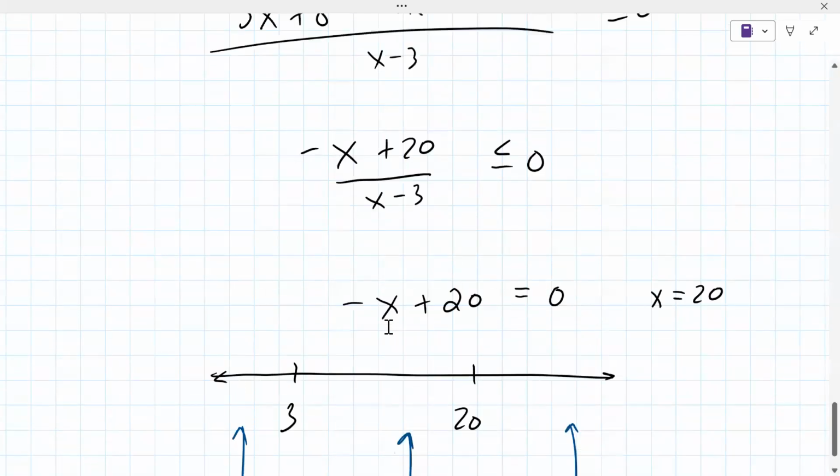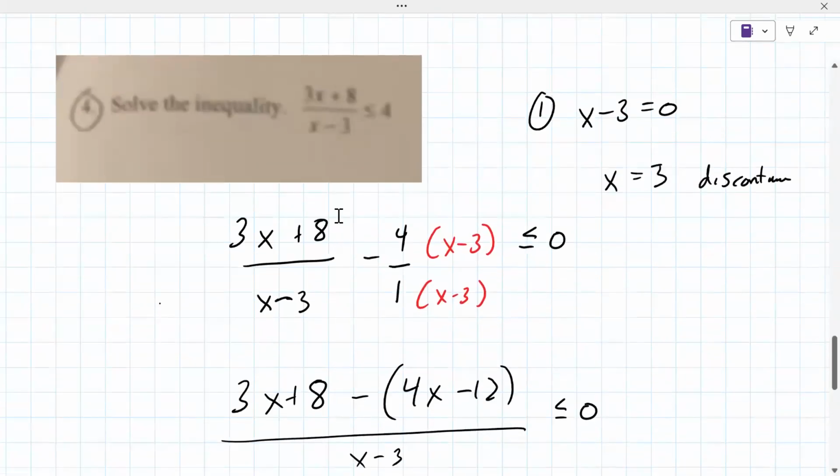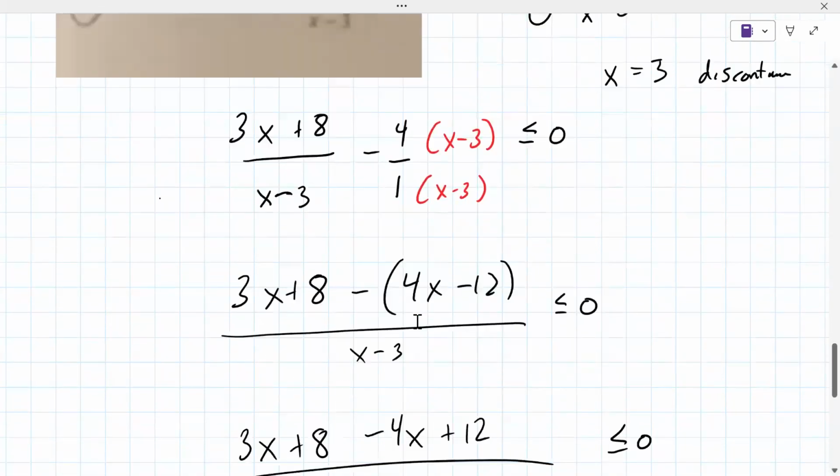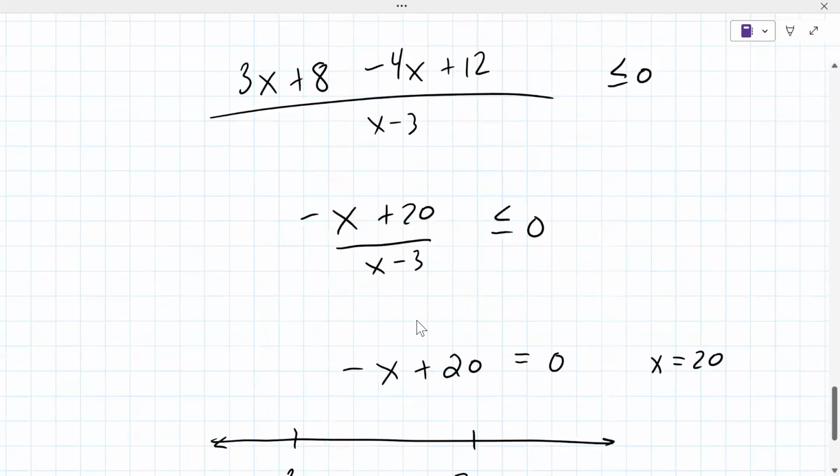So let me just do a quick check here, make sure I've done this right. Something doesn't feel right on this. It was kind of bothersome how I did that. Minus 4x plus 12 over x minus 3. Okay. All right, looks okay to me.